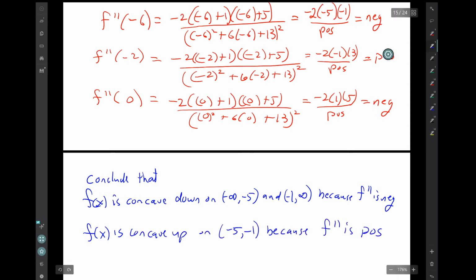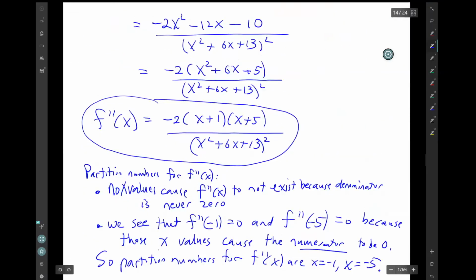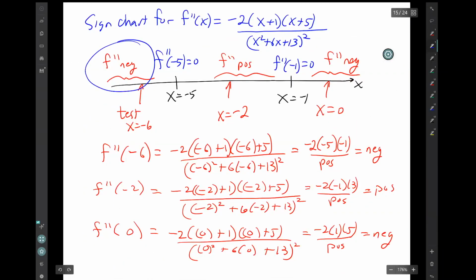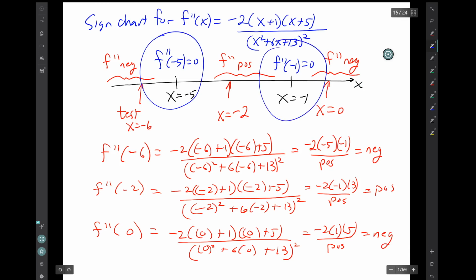So the first thing we do is we note the intervals of concavity. The places where f double prime is negative are going to be the places where f is concave down. That's 2 intervals. And the interval where f double prime is positive is the interval where f is concave up. And then these x values where f double prime changes sign are the x-coordinates of the inflection points.